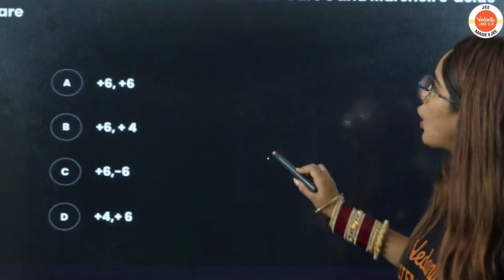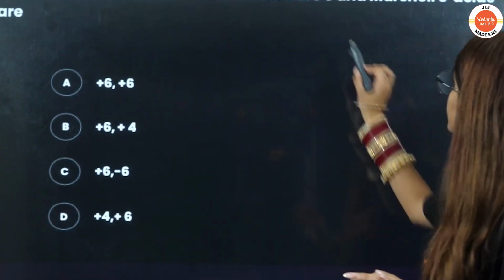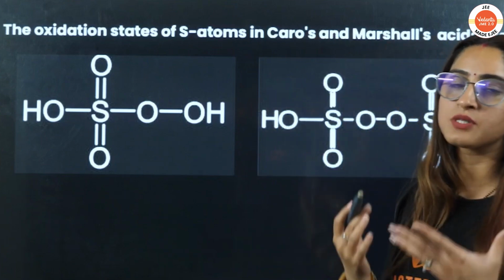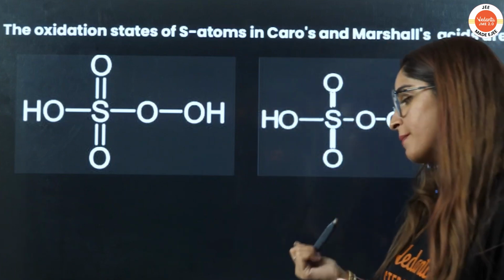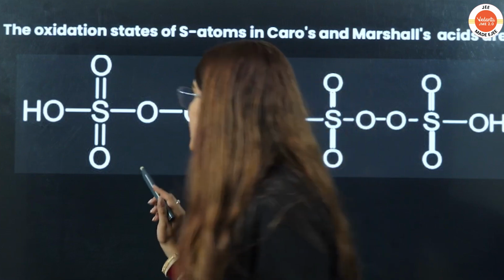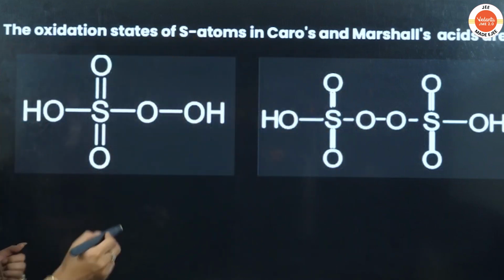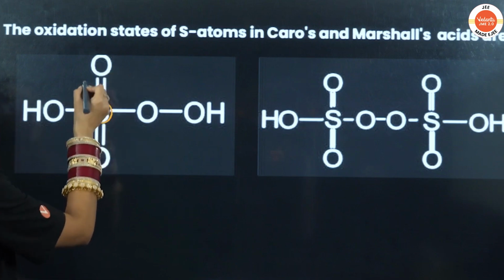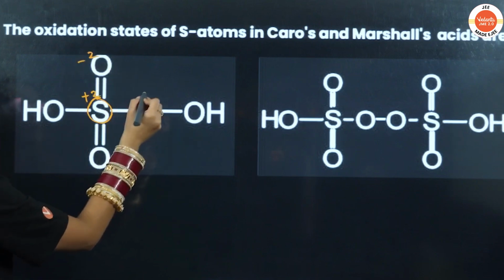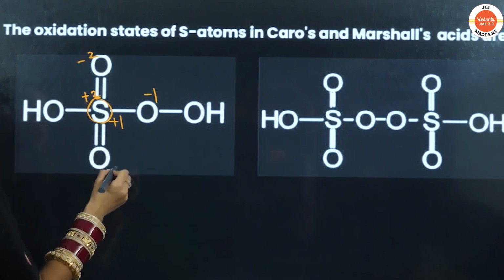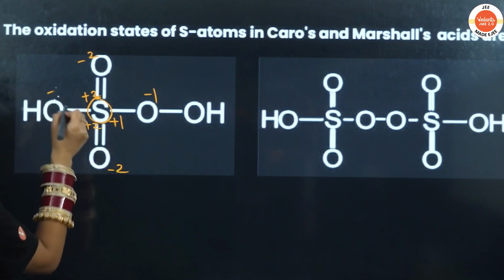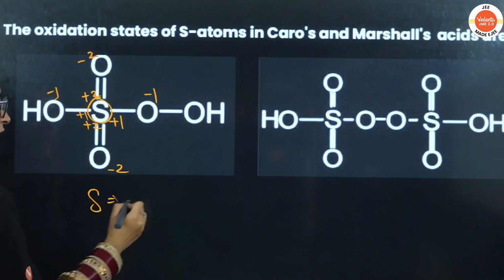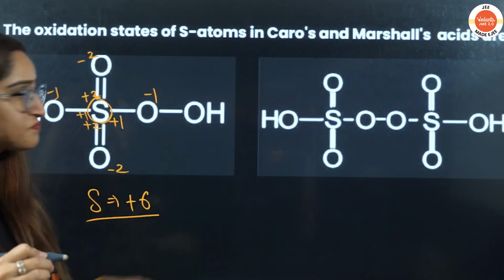Next question is the oxidation state of sulfur atoms in the case of Caro's and Marshall's acid. For this, you need to know the structures of Caro's and Marshall's acid. So in Caro's acid, this is the structure of Caro's acid. This is going to be sulfur. This is -2, this is +2. This is -1, this is +1. -2 +2, -1 +1. So it is total 2, 3, 4, 5, 6. Sulfur is having the +6 oxidation state.